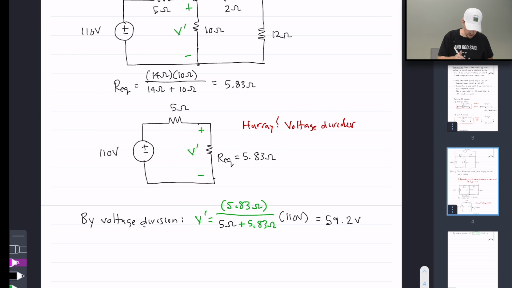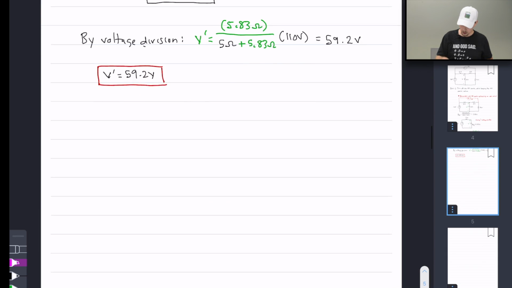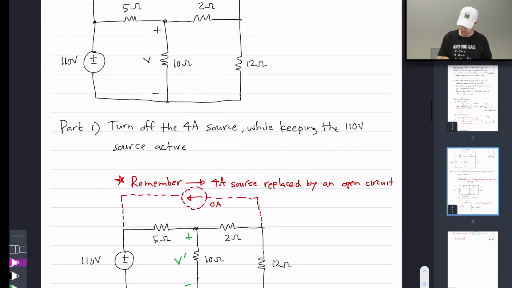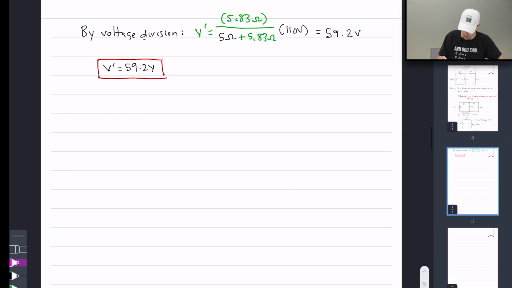So this is important enough to box. So here, right below that, I'm going to write that V prime is 59.2 volts, and I'll close the box. That's something that we're going to keep in our back pocket. Now that solves for us the first part of the problem. Let's move on to the second part of the problem. So here, this is for now part 2.